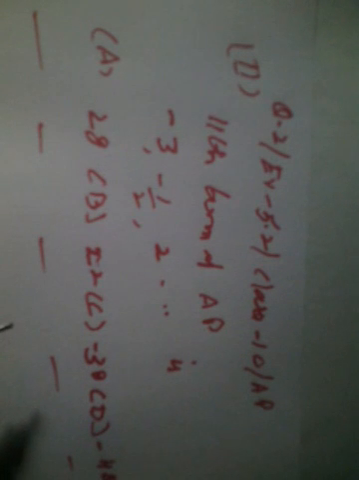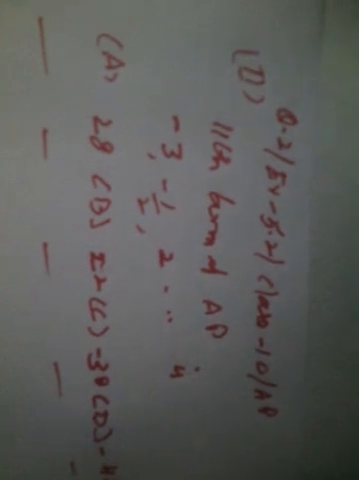This is part 2 of question number 2, exercise 5.2 pertaining to arithmetic progressions, that is AP. It says: the 11th term of the AP -3, -1/2, 2, ... is, and options are given. A is 28, B is 22, C is -38, D is -48 and 1/2.